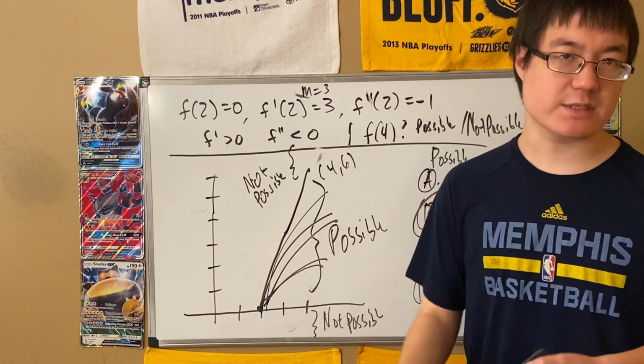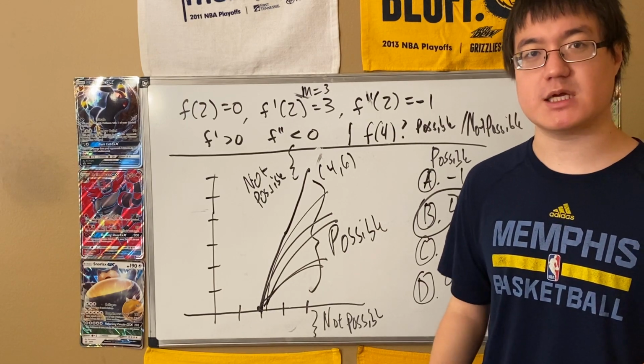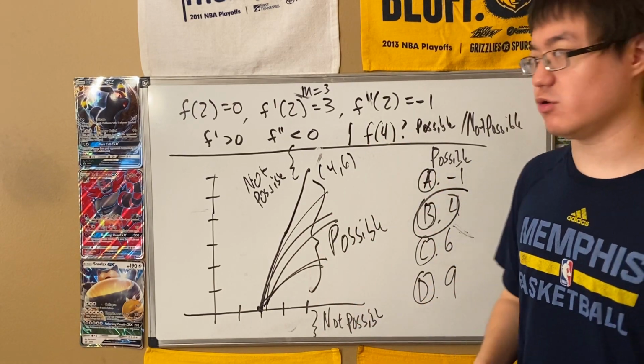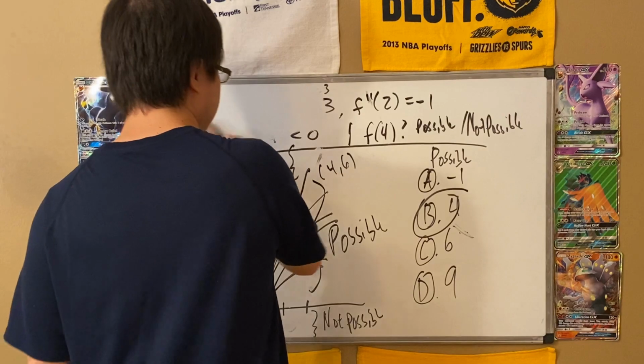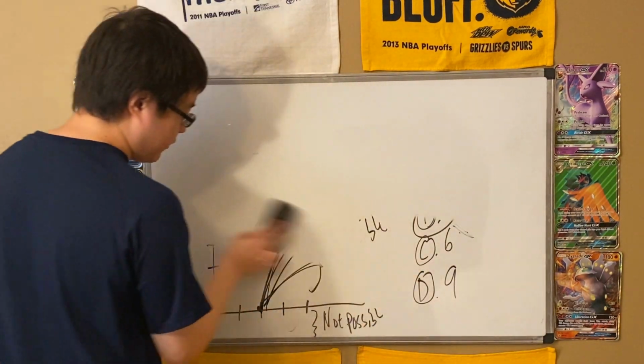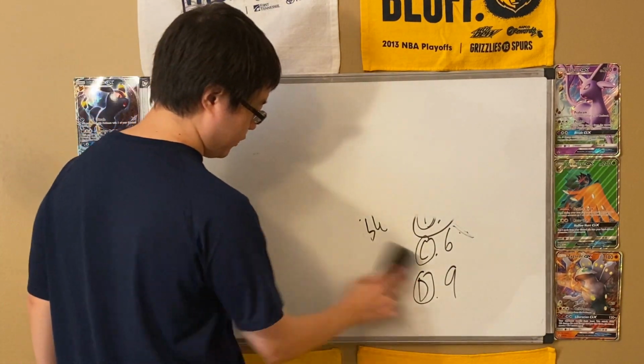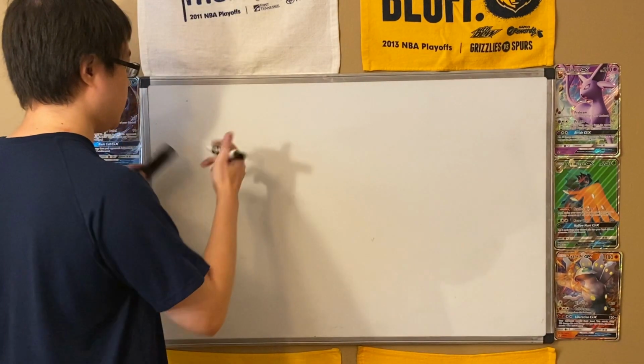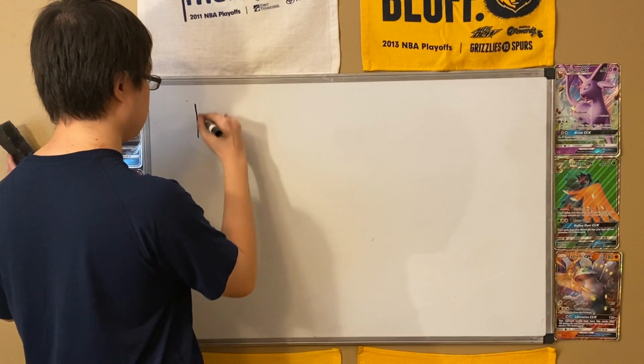Let's do some of the dumbest questions on the multiple choice AP exam. That's what we're going to conclude the video with. So let's say we're erasing this, and let's say we have a function that satisfies the following table.